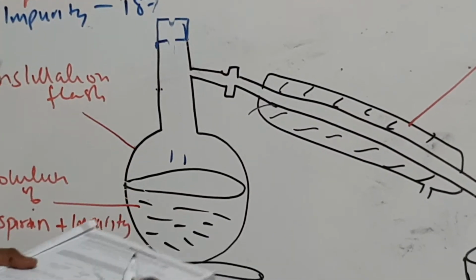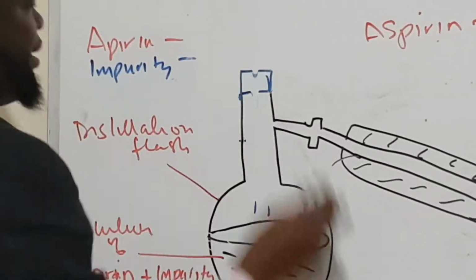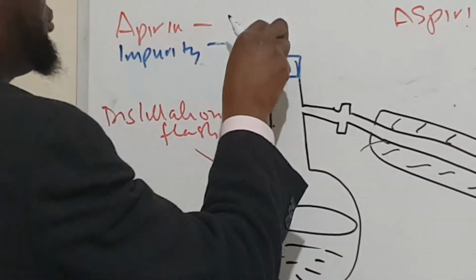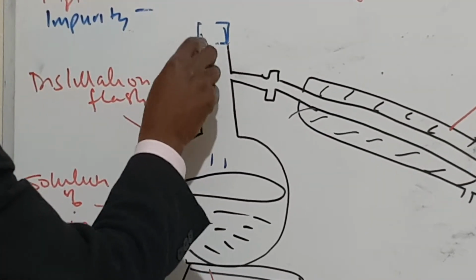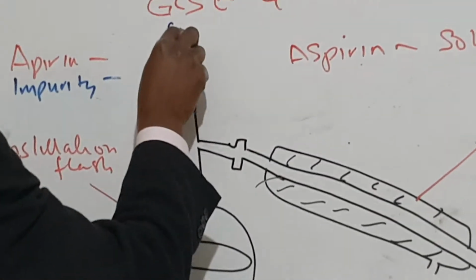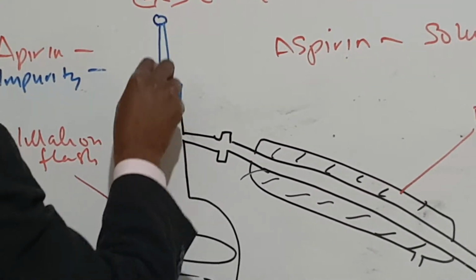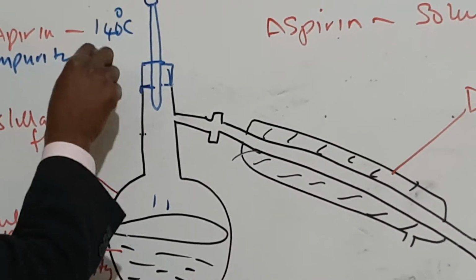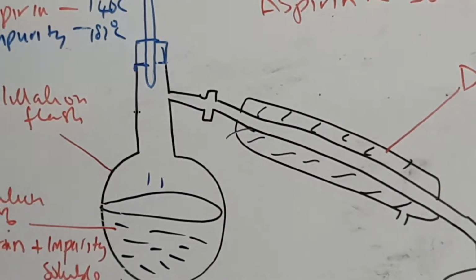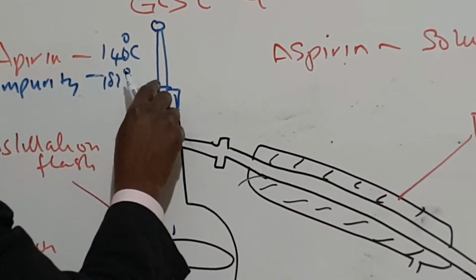Explain number two. Can you see another thing? Can you see something else? A thermometer. Why? A thermometer will measure the temperature, because we are given the boiling points of 140 Celsius and 187. How would you know it has reached 140 unless we have a thermometer in it?